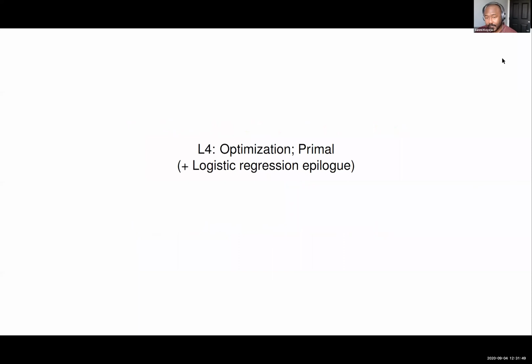So again, that's the agenda for today. By the next lecture, the idea of primal will make more sense. We won't actually define it today. I think it makes sense in the context of lecture 5, so we'll defer the definition until next lecture.